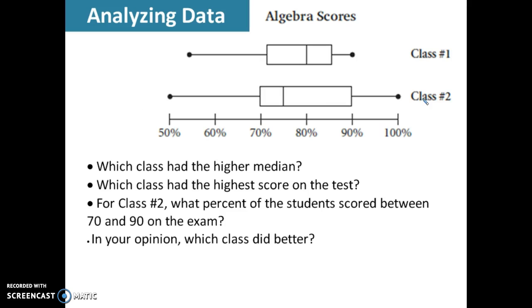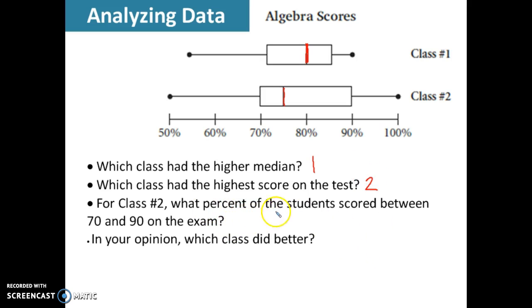So if I want to analyze this data, right here I have two classes with algebra scores. I want to know which class had the higher median. Well, here's a median and here's a median, so this means that class 1's median was around an 80 and class 2 was maybe a 75. So class 1 definitely had the higher median. Which class had the highest score? Well, class 1's highest was up here at a 90 and class 2 had 100. So class 2 had the higher score.